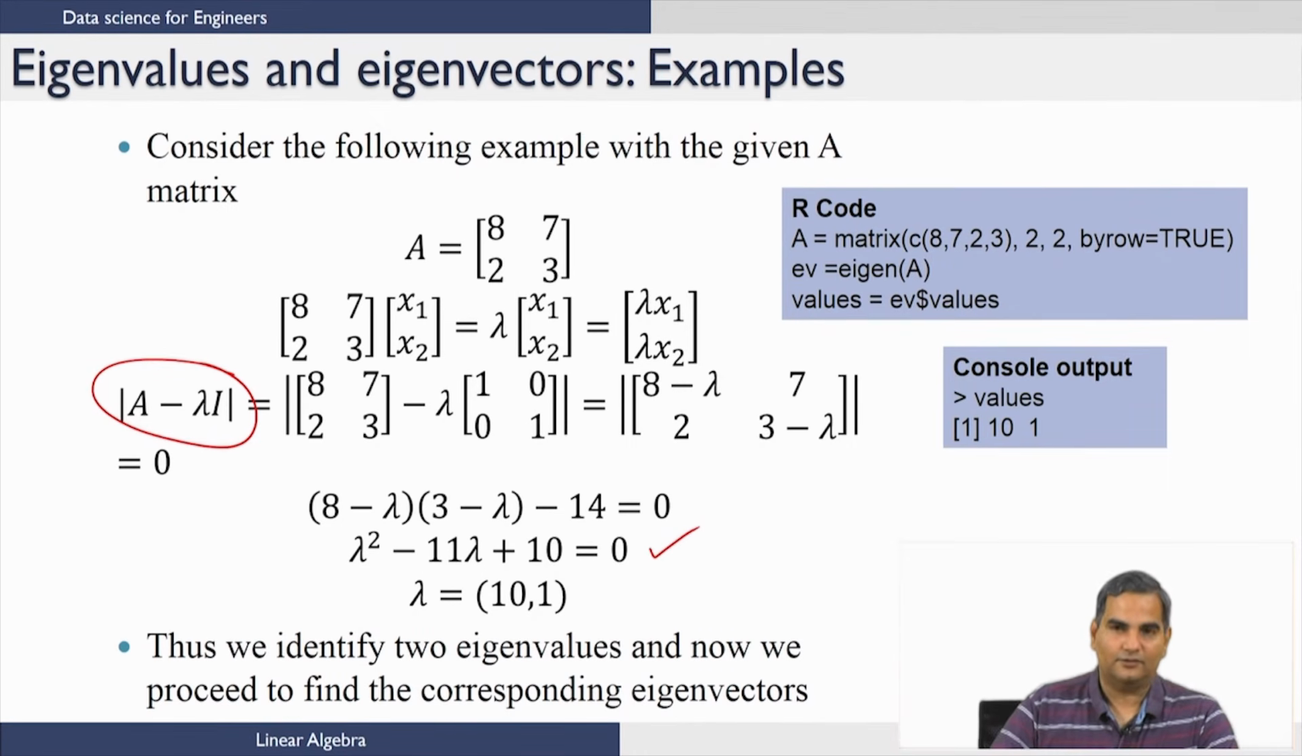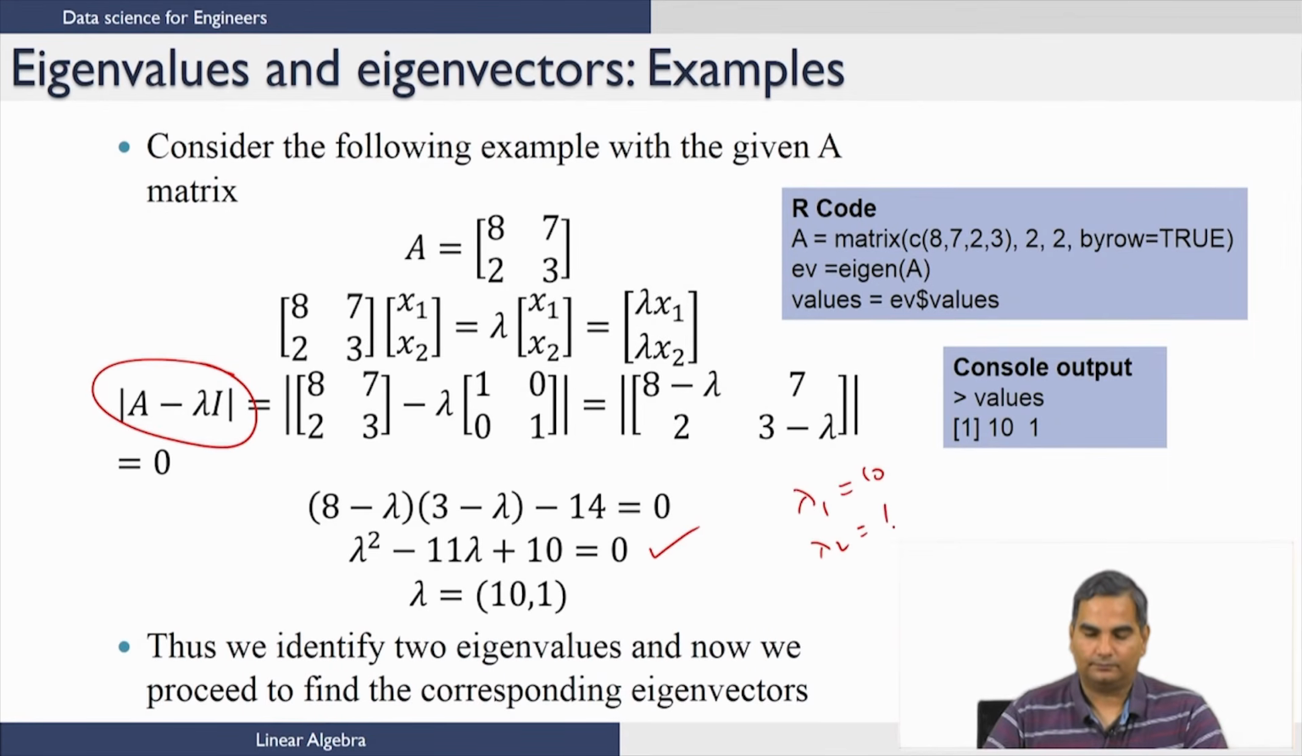In this case, we have chosen this example in such a manner that I get two real solutions, and the real solutions are 10 and 1. So I can easily see that this equation has solutions 10 and 1. So that means I have two eigenvalues, lambda 1 equal to 10 and lambda 2 equals 1.